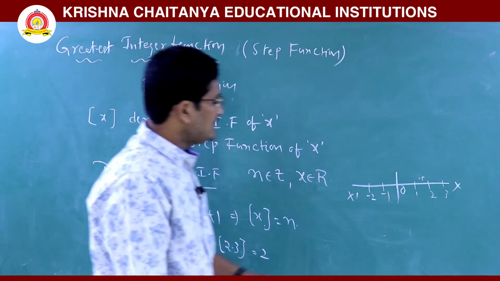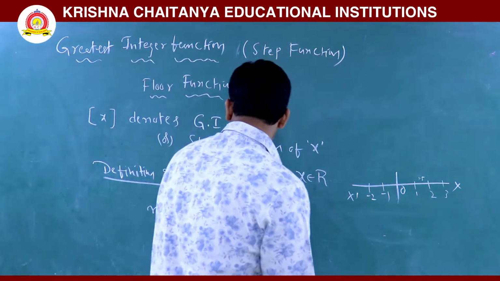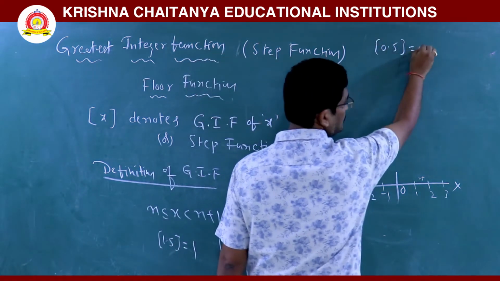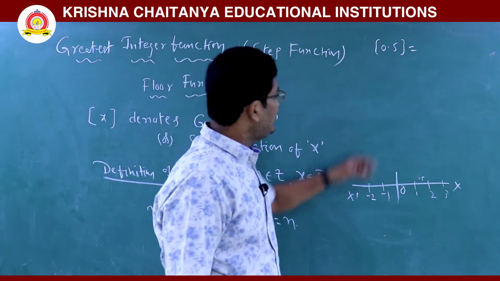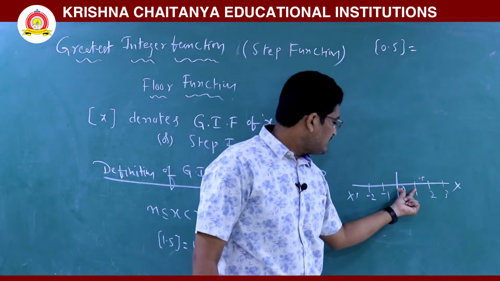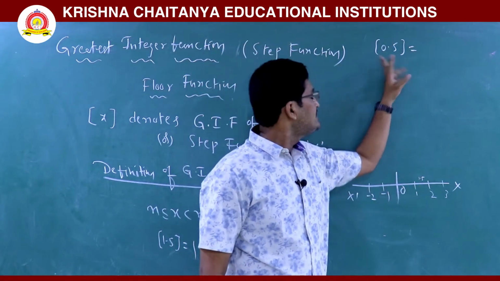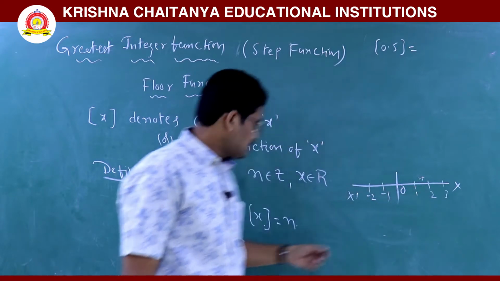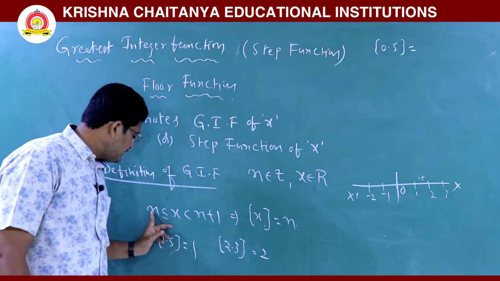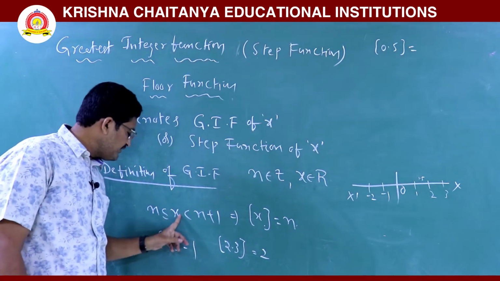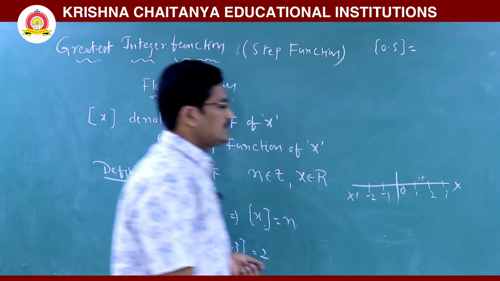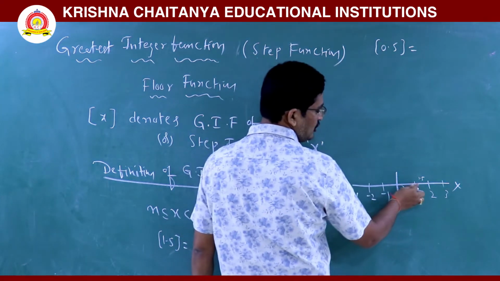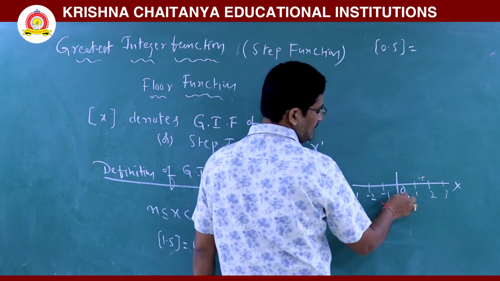Suppose I am taking the value 0.5. What is the step of 0.5? 0.5 is a value which lies between the two consecutive integers 0 and 1. Then the step of 0.5 is equal to 0. So the 0.5 step is 0.